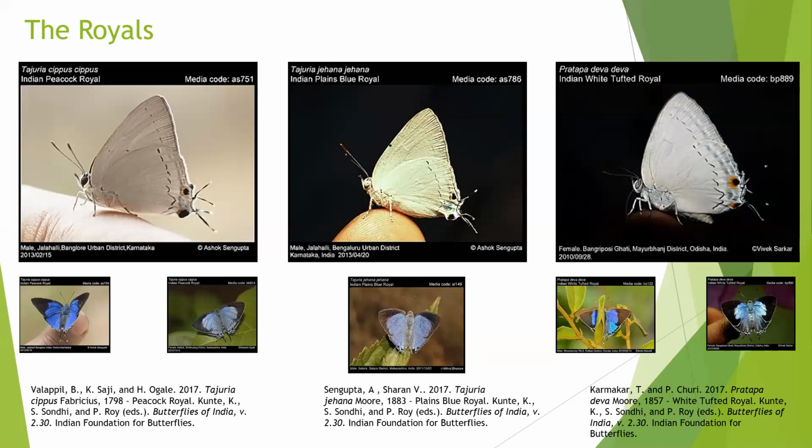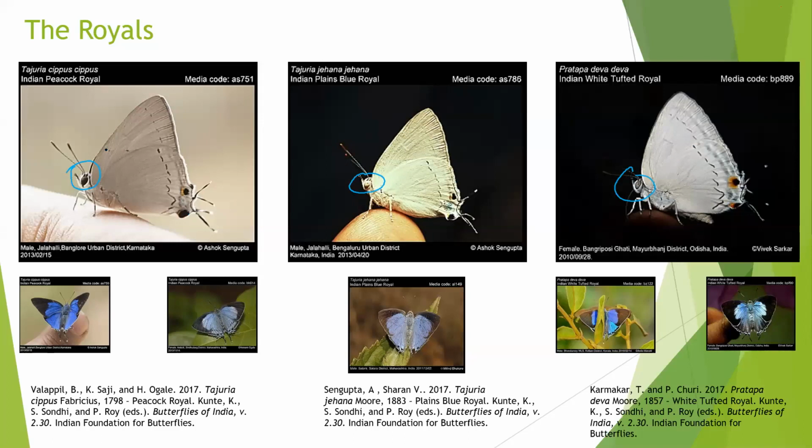The base color of the wing is very dull off-white. In the case of the peacock royal and the white royal, the white is very bright and bluish. In the case of the plains blue royal, it is grayish white. And the most significant difference is in the color of the eyes. This is black, this is gray, and this is brown. That's how we distinguish between the three royals.